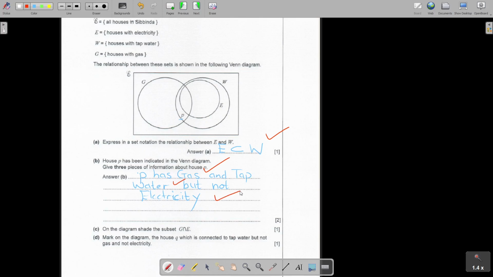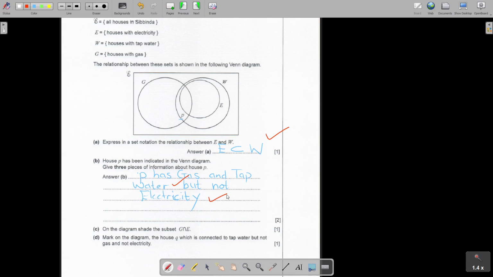Okay. So it seems to me you had to say for that whole statement, that one and not electricity. You would have gotten that mark. So B1 for any 2 pieces of information. So if 2 are correct, if you say not electricity and tap water, but your gas is incorrect, you get 1 mark. If you give 3 correct things, you get 2 marks.